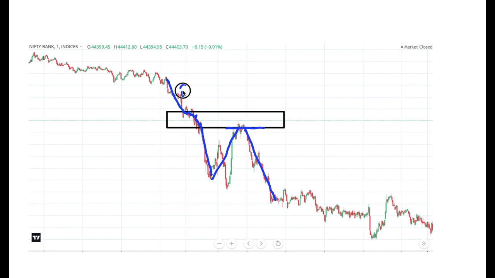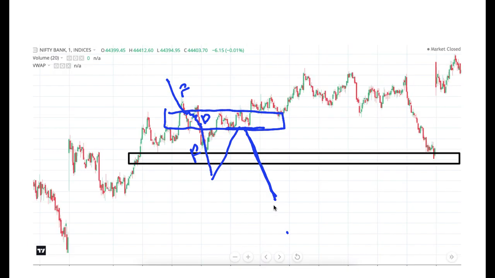So you have a fall here, you have a diagonal here, and you have a fall here, right? Now you box off this area, and when this area is retested, you have a fall from there. So this is the first example. Let's see the second example.